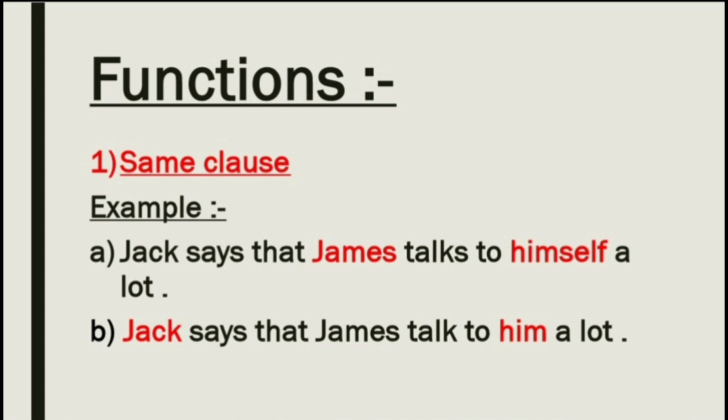Functions of reflexive pronouns. The first one is same clause. A reflexive only refers to a noun in the same clause. If you compare these two sentences, the first one is: Jack says that James talks to himself a lot. This means that James talks to James, not to Jack. It refers to the noun in the same clause. Example B is: Jack says that James talks to him a lot. This means that James talks to Jack, not to James.